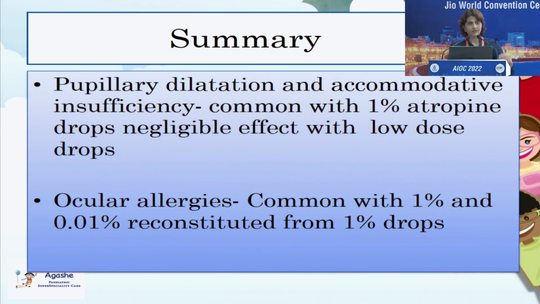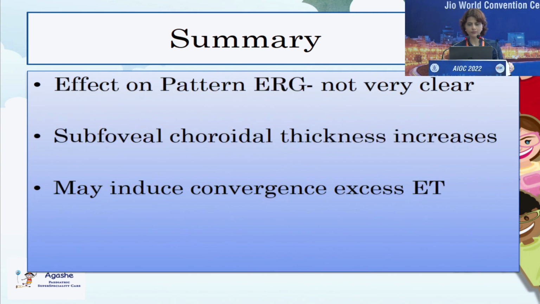So all the side effects that I have just enumerated should be looked for when the patient is called for a follow-up in the first 2 to 3 months after starting the drops. So to summarize, pupillary dilatation and accommodative insufficiency are very common with 1% atropine drops but have a negligible effect with the low dose drops. Ocular allergies were again common with the 1% eye drops and the reconstituted eye drops from 1% drops, but less with the commercially available drops. Effect on pattern ERG is not very clear, but we should be wary of prescribing it in patients having some retinal issues. Subfoveal choroidal thickness increases with 0.01% atropine, which requires further investigation, and it may induce a convergence excess esotropia, so do ensure to do a cover test when you see the patient for a follow-up.